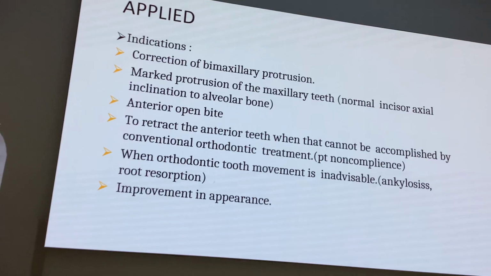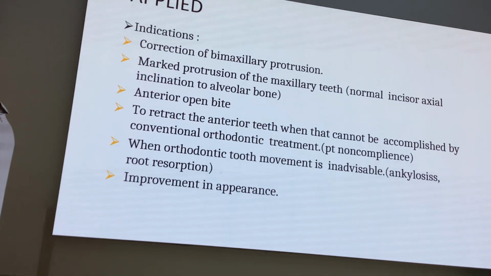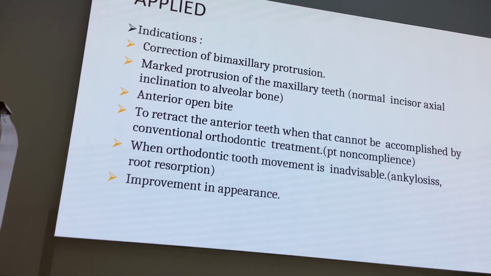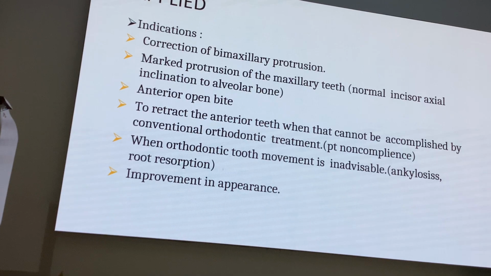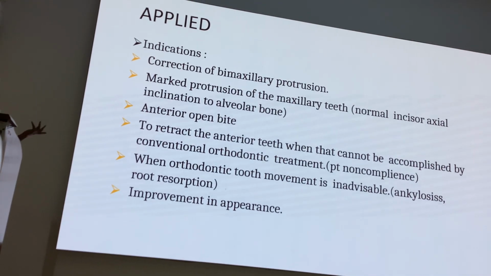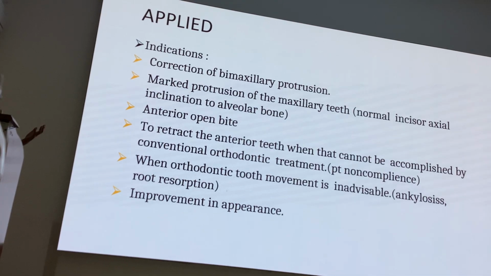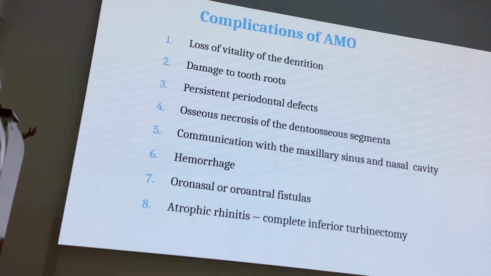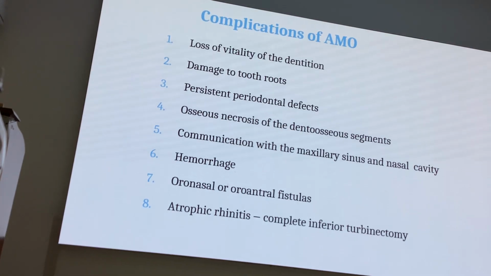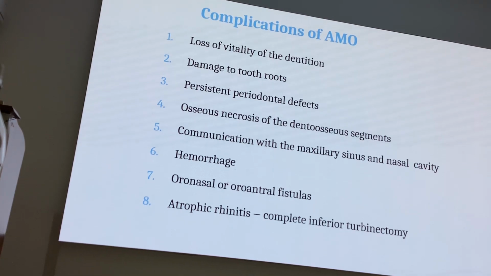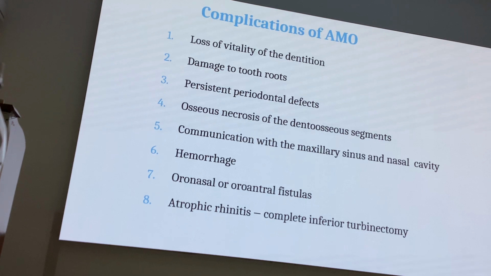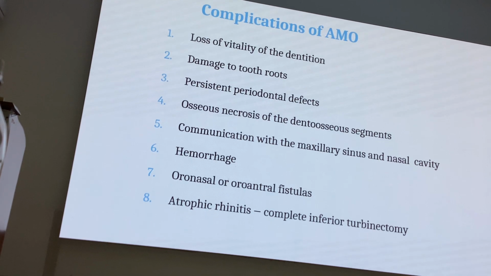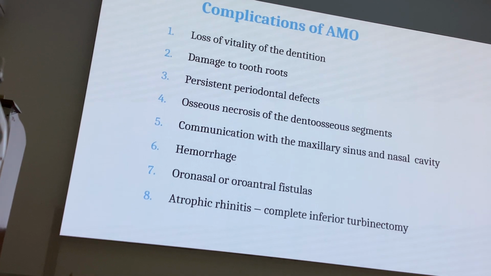So these are mostly what you do for anterior maxillary osteotomy. It is used for the correction of bimaxillary protrusion, marked protrusion of the maxillary teeth, and anterior open bite, and definitely you have to portray improvement in the appearance. There are also cases where orthodontic treatment is not possible, and ankylosis surgeries. Complications: definitely you have to be very careful regarding loss of vitality of the dentition and damage to the tooth root.